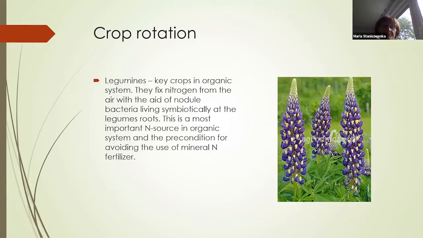The key issue in crop rotation, keep legumes. They are the key crops in the organic system. They fix nitrogen from the air with the aid of nodule bacteria living symbiotically at the legumes' roots. This is the most important nitrogen source in the organic system and the precondition for avoiding the use of mineral nitrogen fertilizers.